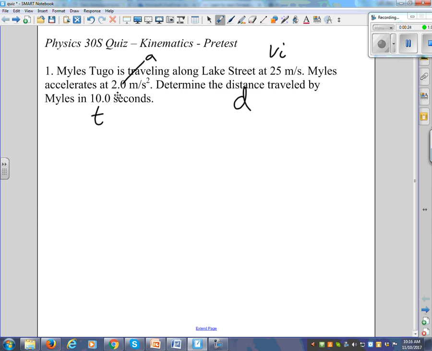Okay, so the only way we can get distance traveled is using v bar equals d over t. That's the only formula that we have. Now, before you can use v bar, you need to find v bar. None of these are v bars.